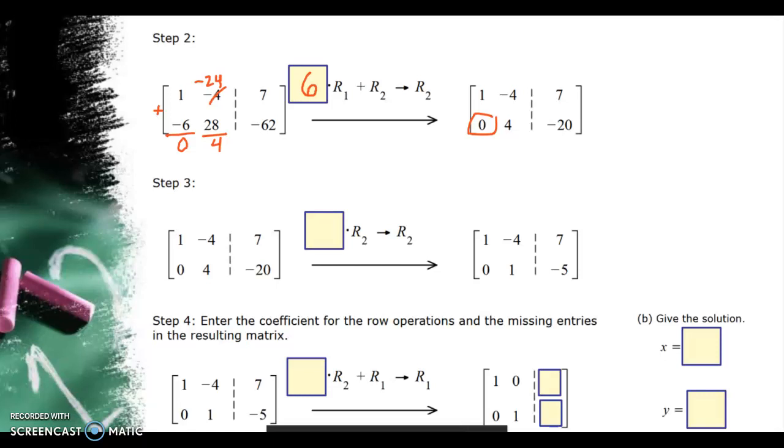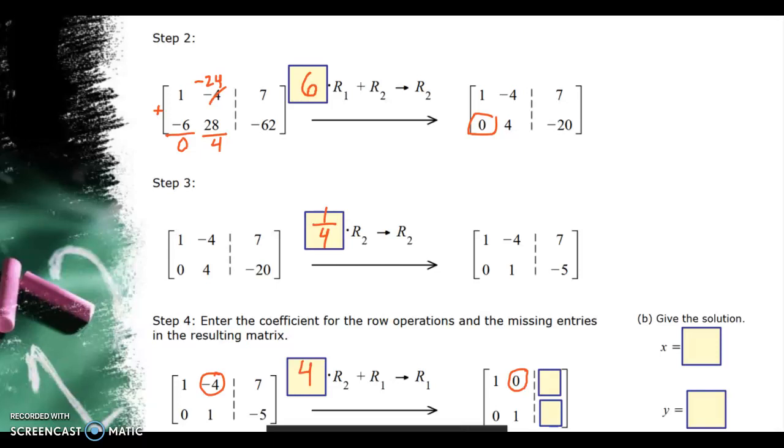All right, step 3. Row 2 is changing, okay? So how do I go from 0, 4, negative 20 to 0, 1, negative 5? I multiply by 1/4. And then step 4 is getting this 4 to be a 0. You can see that here. So how do I do that? I multiply row 2 by 4, so that eventually in this column I'll get a 0 there.